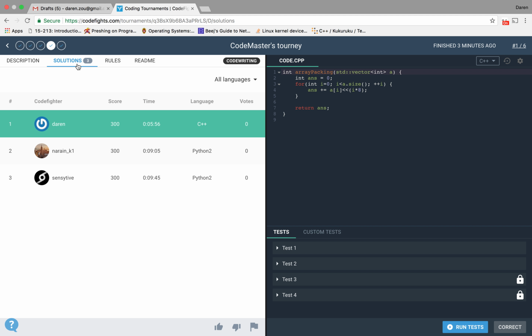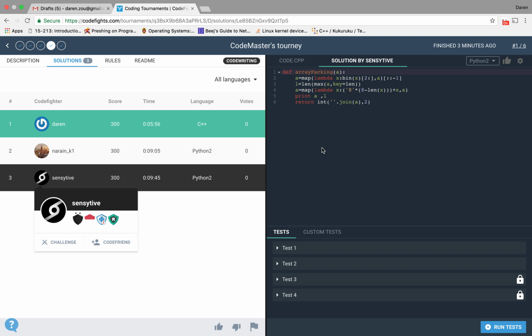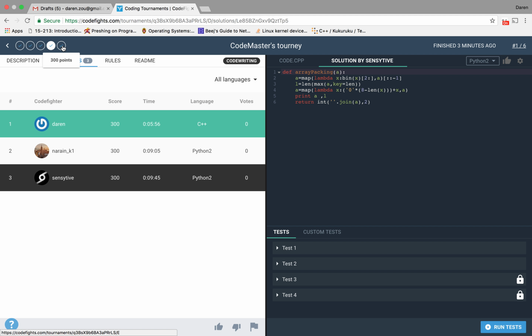So Sensitive had trouble with this. I'm not sure he even printed values at some point. I think it's because in the style of Python, the sort of functional style, it's not easy to write the solution.